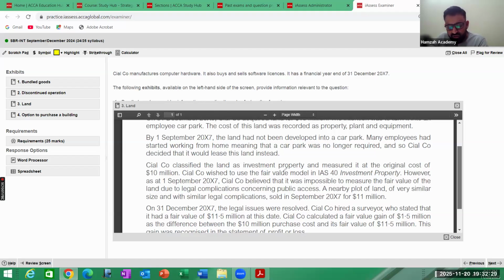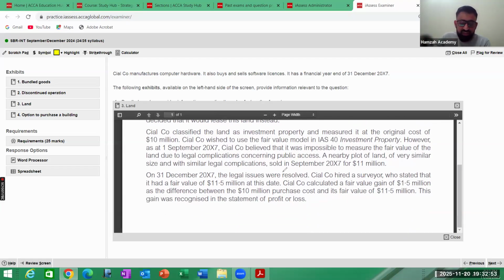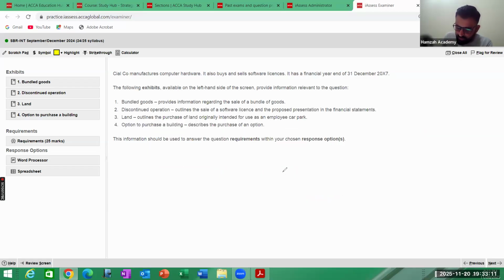Yes, subsequently in IAS 40, once it has been transferred, there will be no depreciation on investment property as we are using the fair value model. And at the year end, the fair value has further increased by 0.5 million. It became 11.5. Now that increase of 0.5 million should be recorded in profit and loss account. So the management, C company, is wrong to treat the entire 1.5 million gain in profit and loss account. 1 million gain should be reversed from profit and loss, and it should be recorded in other comprehensive income, and only 0.5 million gain should be recorded in profit and loss account. You got this?